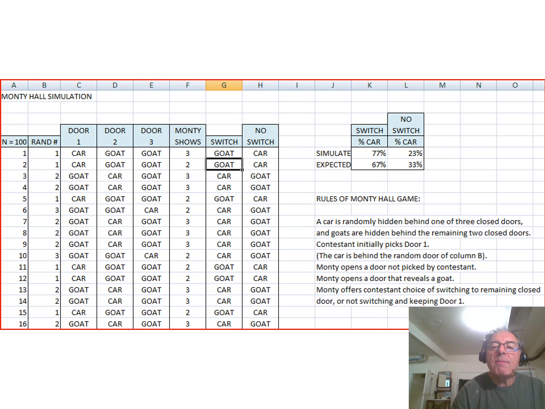you get the car more times, approximately twice as many times, if you switch your choice versus if you don't. It's 2/3 versus 1/3 is the mathematical solution. In my simulation, I got 77% versus 23%, but clearly in either case, the optimal decision is switch your choice of doors. Don't retain your choice.